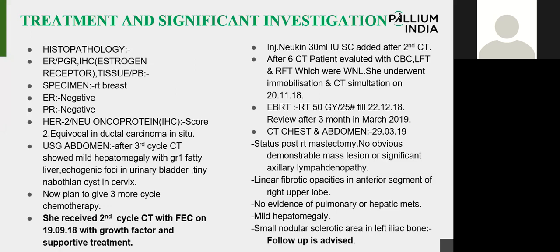After the 3rd cycle of chemotherapy, she had a little bit of pain in the abdomen, and off and on fever also occurred. USG abdomen was done at that time, and that shows mild hepatomegaly with grade 1 fatty liver, echogenic foci in the urinary bladder, and a tiny nabothian cyst in the cervix.